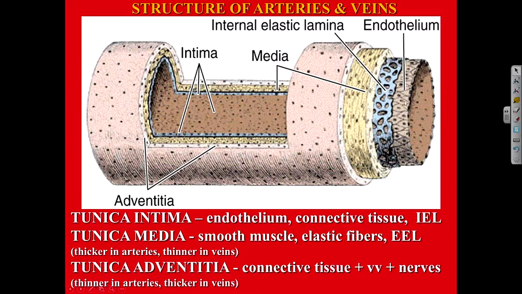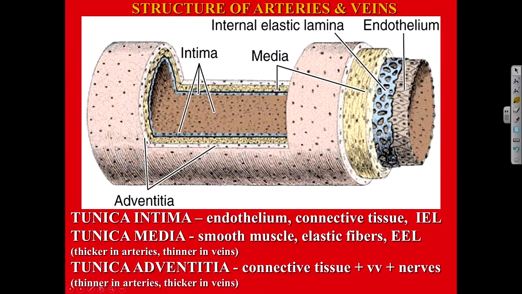Then we have the middle layer, the tunica media, which is mostly smooth muscle, and we may have a few elastic fibers scattered between the smooth muscle. And on the outer perimeter, sometimes we'll have an external elastic lamina. Okay? This layer, the tunica media, is much thicker in arteries and much thinner in veins, if at all present in veins. Then the outer layer is the tunica adventitia, which is a connective tissue layer.